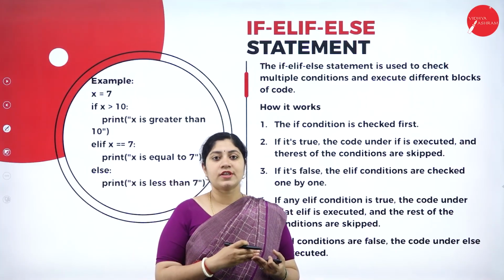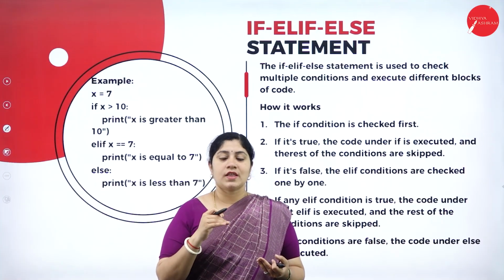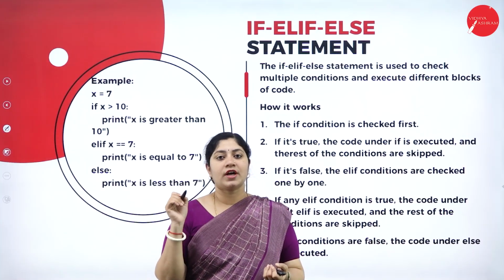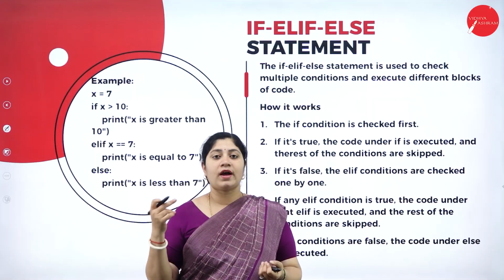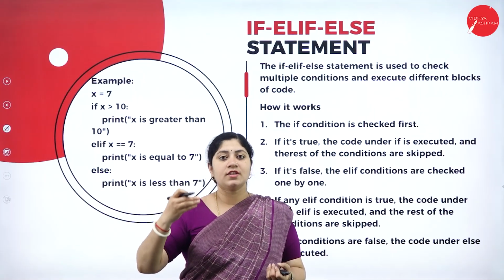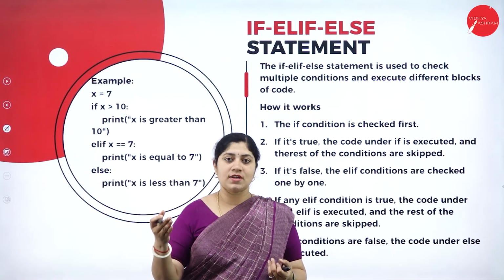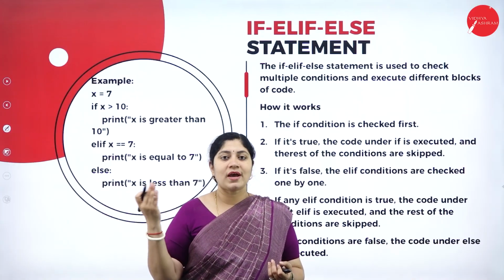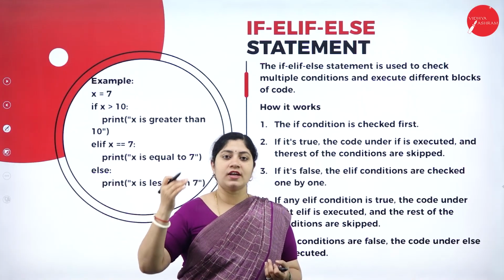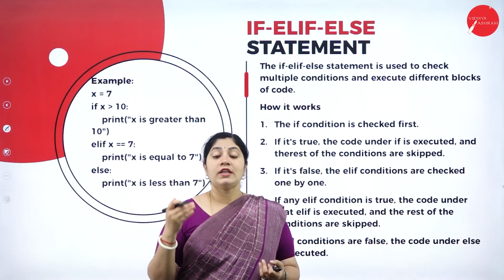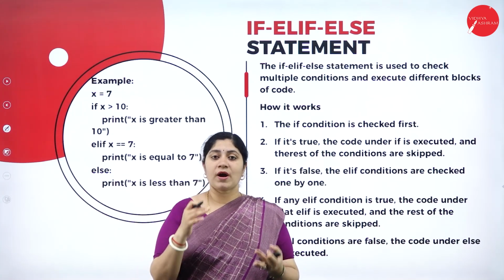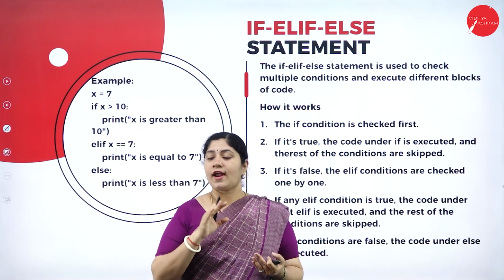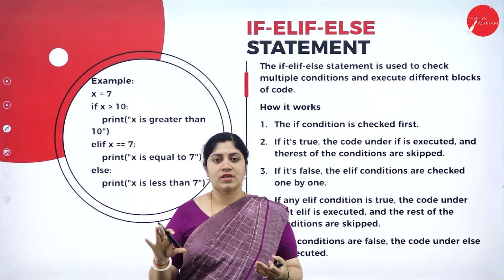Up next, if the if statement is false, then the elif conditions are checked one by one, because inside elif we might have multiple conditions too, correct? It might be a possibility. So those conditions will be checked, and if one is true, then that part of the code will be executed and the remaining part of the code will be skipped.